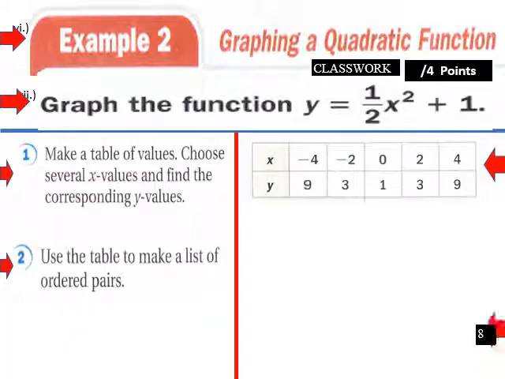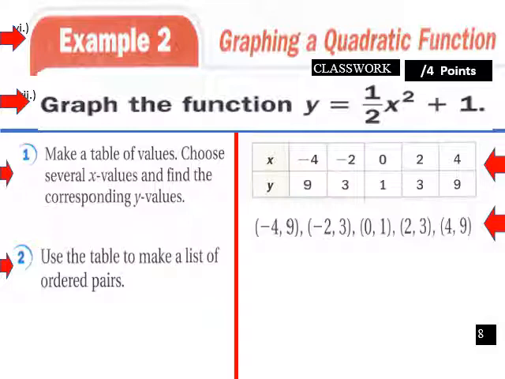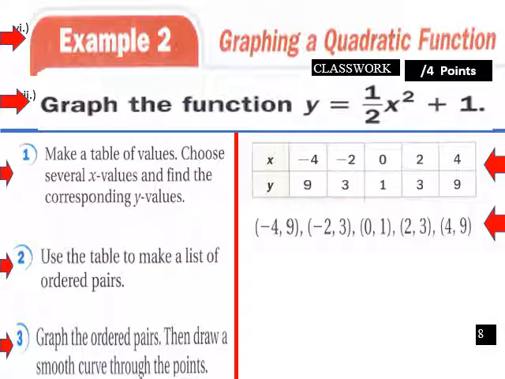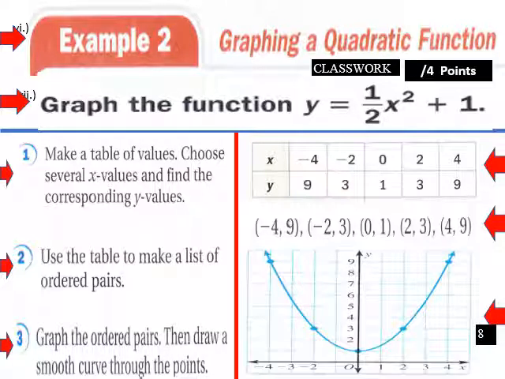Okay, use the table to make a list of ordered pairs. So now, here's our ordered pairs: -4, 9; -2, 3; 0, 1; 2, 3; 4, 9. This is an ordered pair for plotting points on your graph. Graph the ordered pairs and draw a smooth curve. So here's what your graph will look like for this parabola. -4, 9 way up here. -2, 3, and then 0, 1, and then 2, 3, etc. 4, and then 9 over here. And that will be your plot for this parabola.